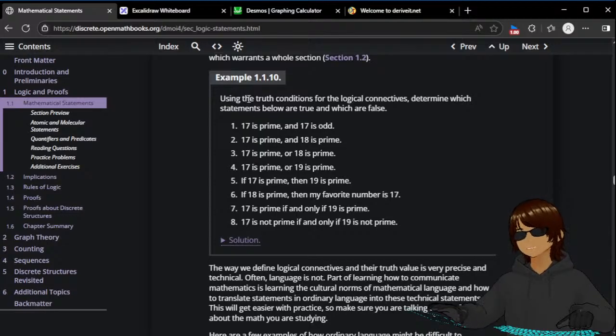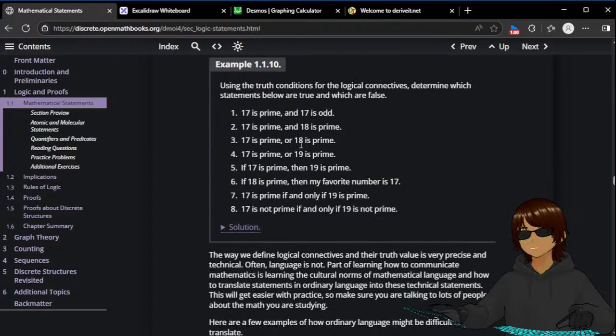Using truth conditions for logical connectives, determine which statements below are true and which are false. 17 is prime and 17 is odd. Okay, let's just skip this.